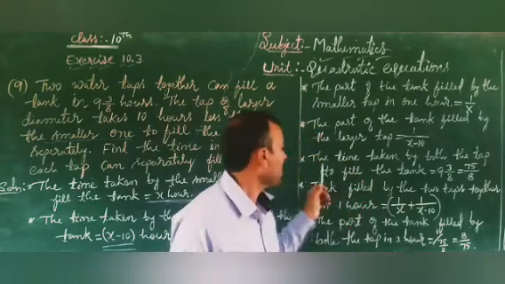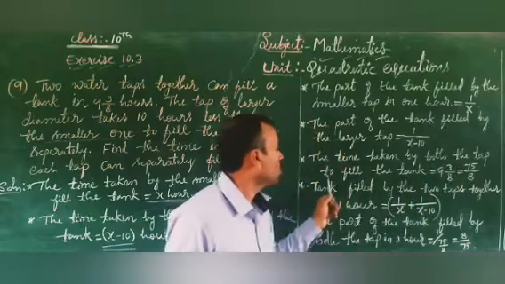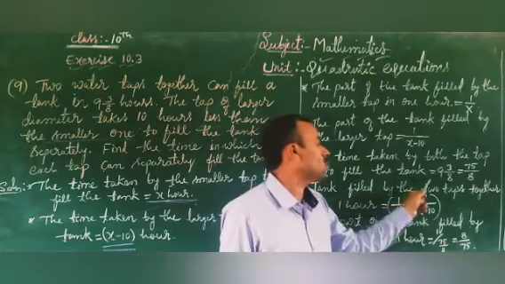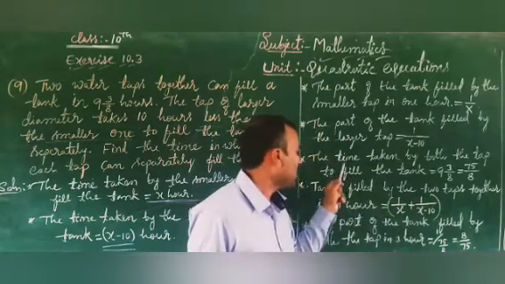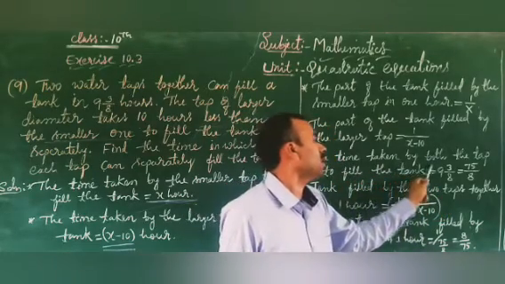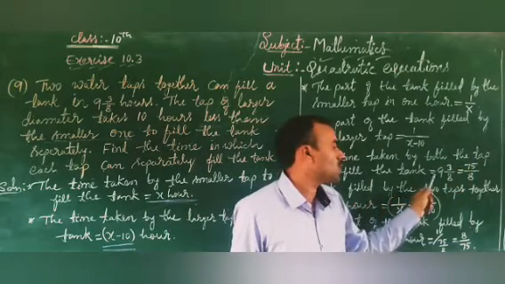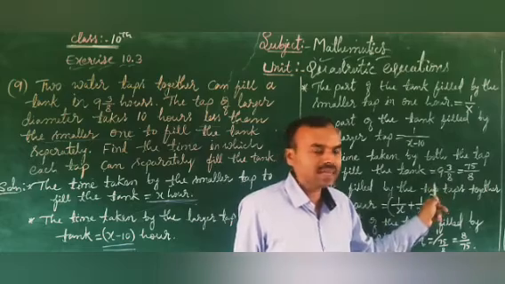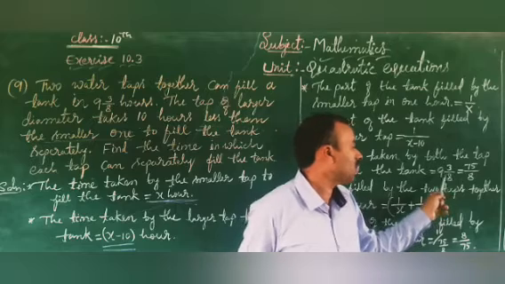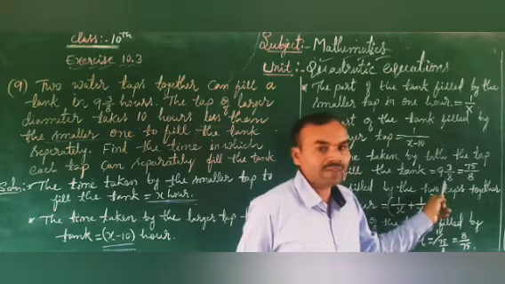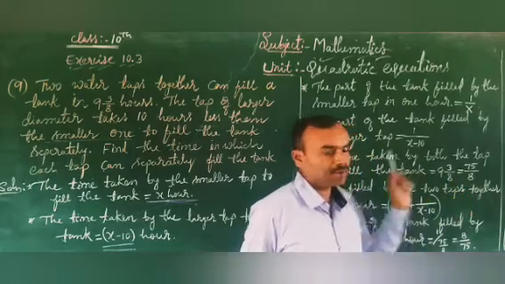This is very easy. Next, the time taken by both taps to fill the tank is 9 3 by 8, as given. It is a mixed fraction, so we change it into an improper fraction: 9 times 8 is 72, plus 3, 75 by 8.